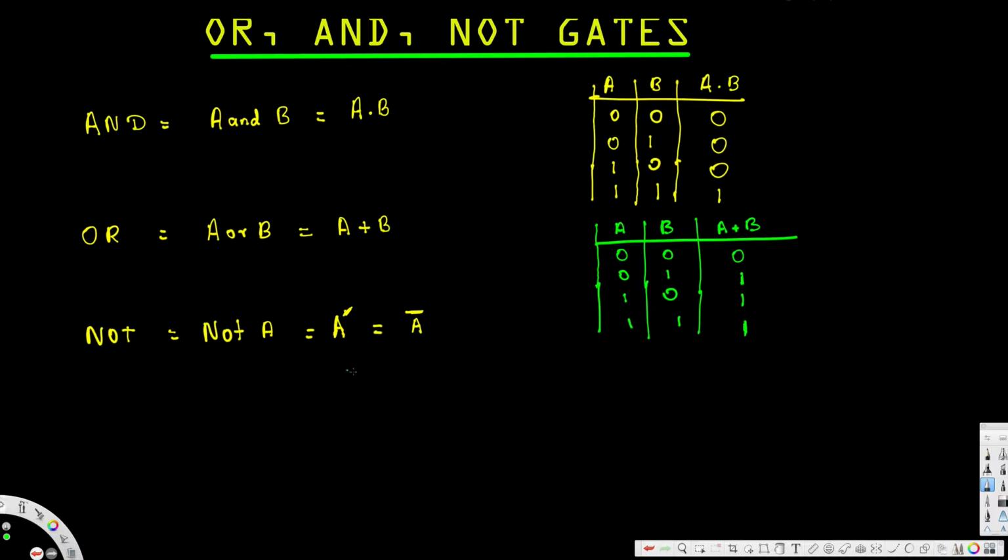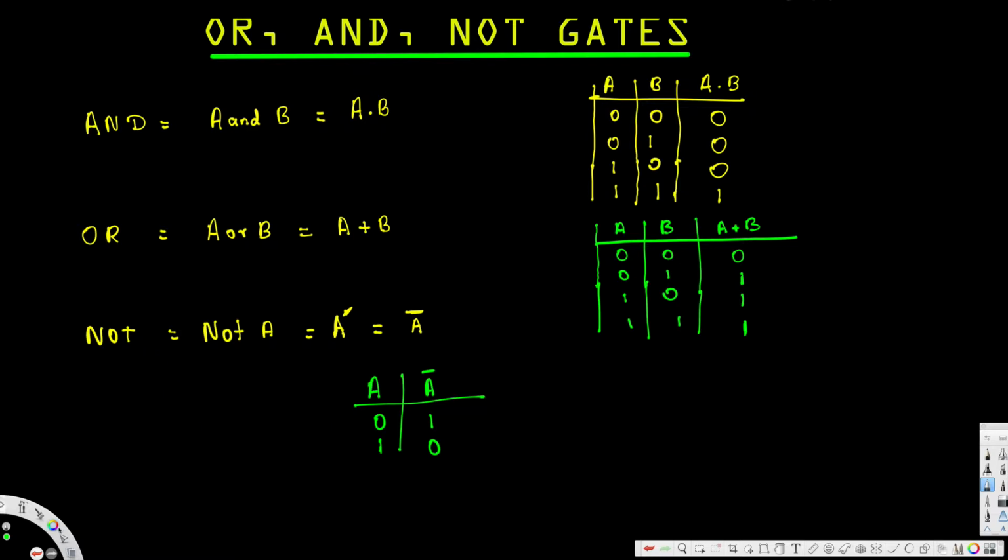And the truth table for NOT A, when we have A and A bar, is the opposite. If we have 0, what is the opposite of 0? That is 1. And if we have 1, what is the opposite of 1? That's 0. So this is the truth table for NOT gate.